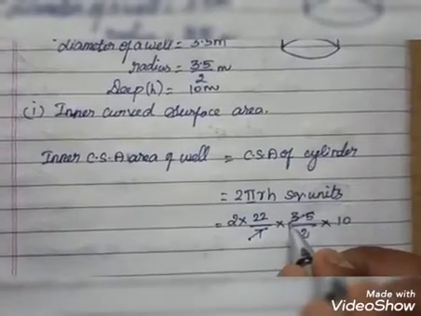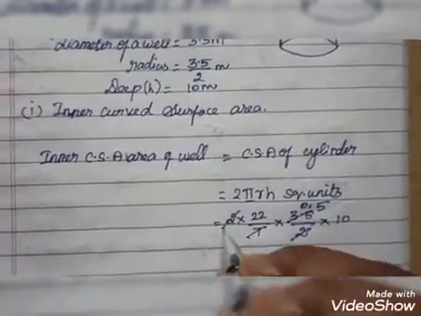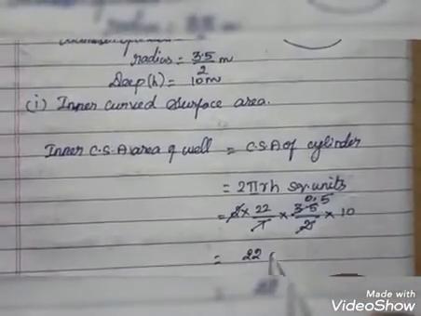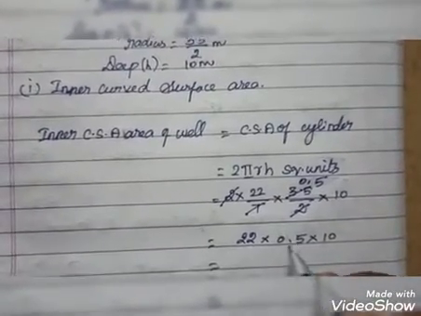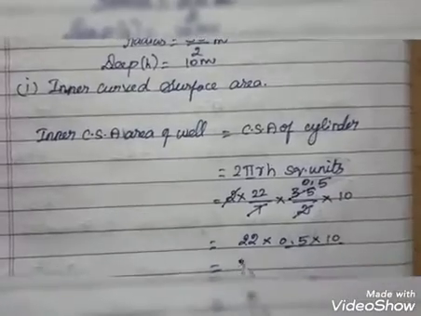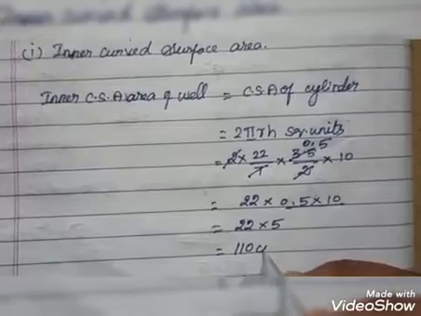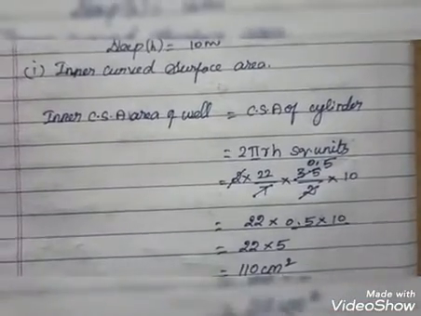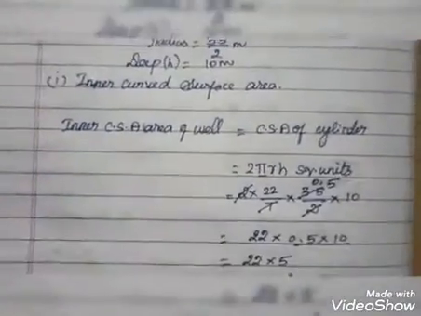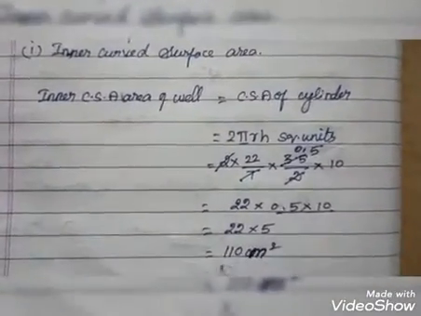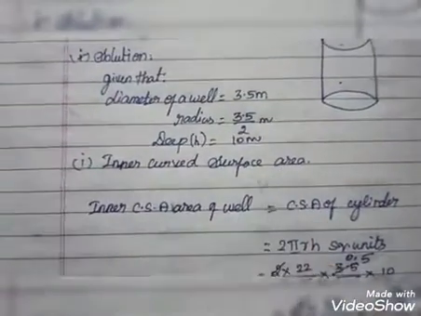Now you can substitute. 7 into 5 is 35, with 1 decimal point, so 0.5. And the 2 will get cancelled. What is the remaining part? 22 into 0.5 into 10. So 0.5 into 10 you get 5. So 22 into 5, you get 110 meter square, because the given value is in meter. So this is the curved surface area of the well.